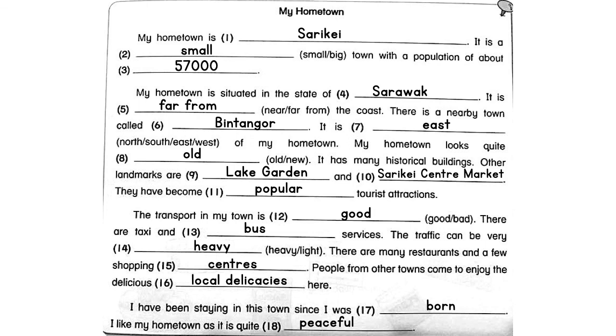Okay, although we don't have shopping centers or shopping complexes in Sarike, we have to fill in the blanks. So if you don't want to write about this sentence, you can just omit it. Okay, people from other towns come to enjoy the delicious local delicacies here. Okay, local food here. I have been staying in this town since I was born, or since I was young. I like my hometown as it is quite peaceful. Okay, now it's your turn to complete all the exercises in your activity book from page 14 to 17.